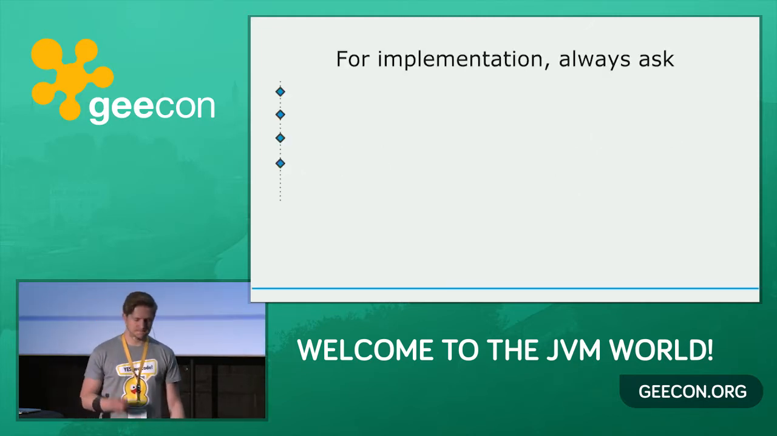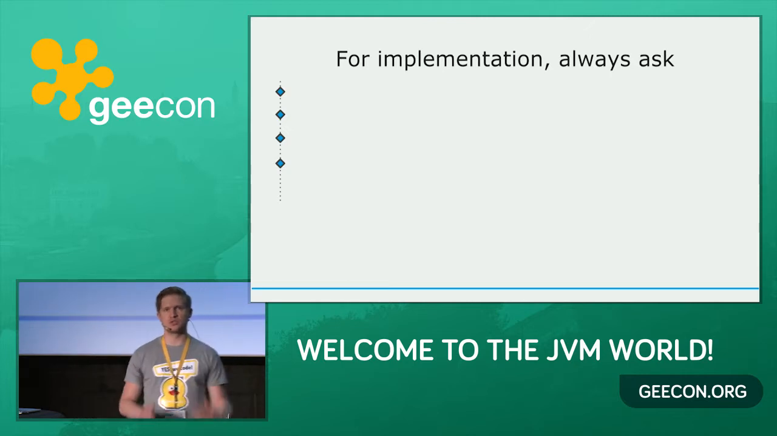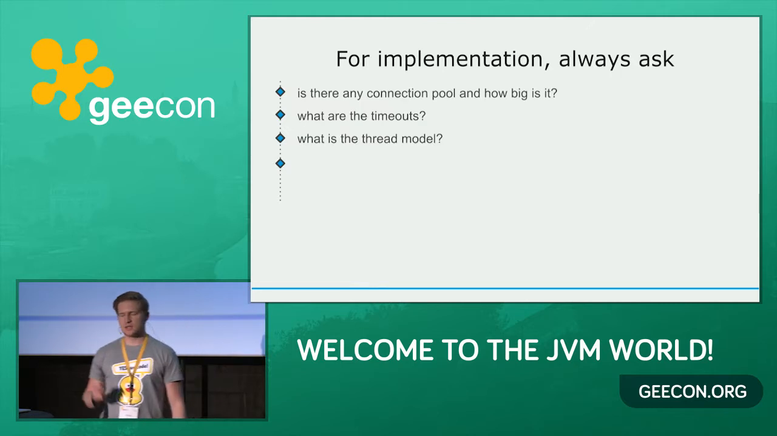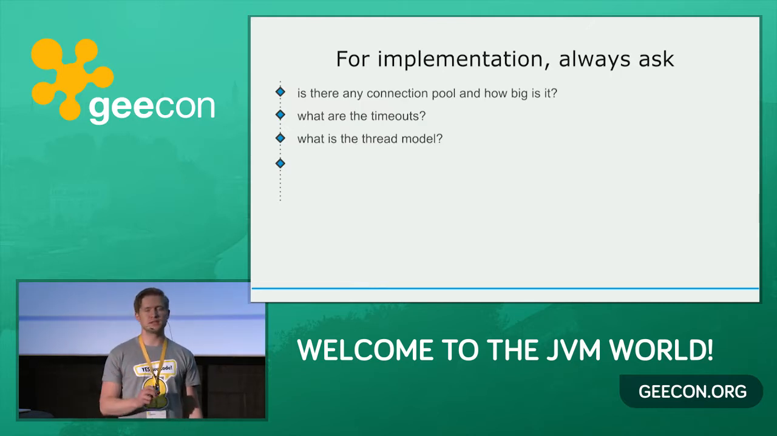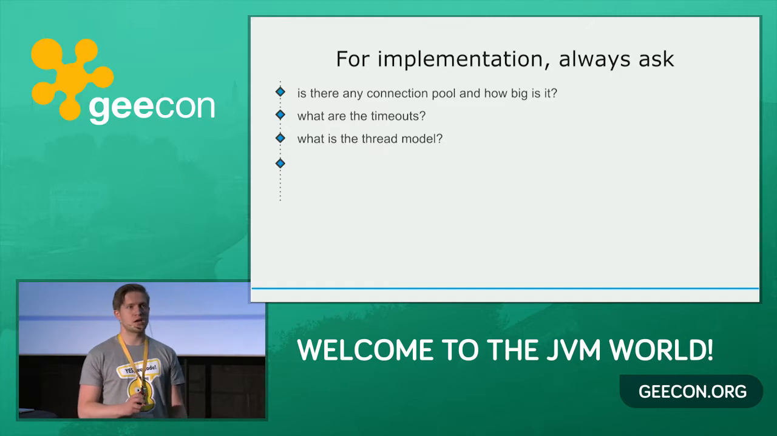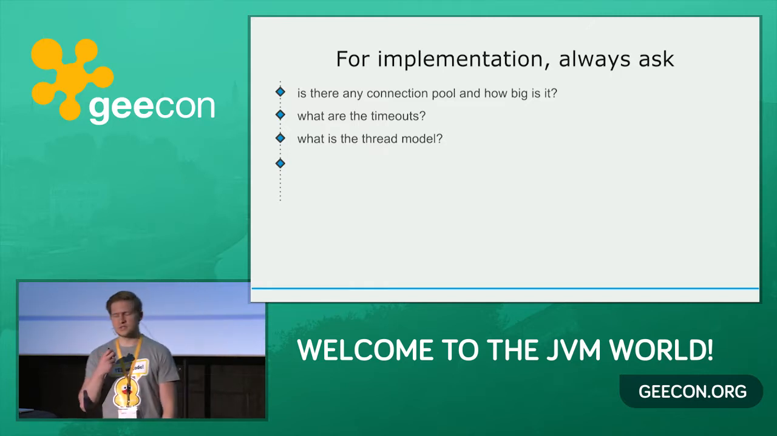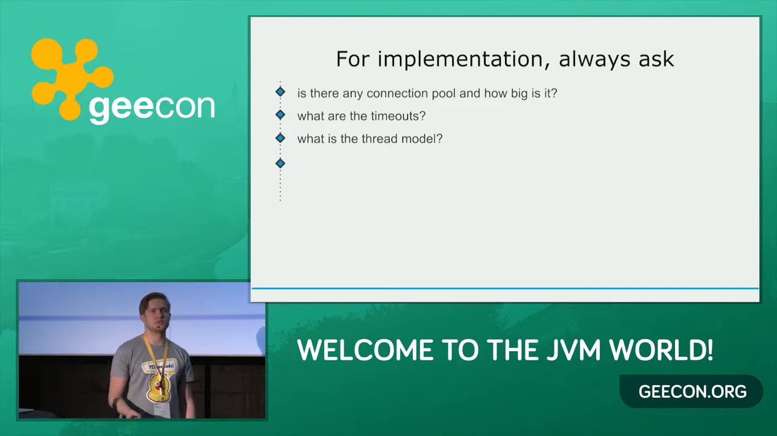So there are the questions which you always need to ask when you want to choose an implementation. The 3 questions I mentioned at the beginning. So, is there any connection pool, and how big is it? What are the timeouts? How can I set them? And what is the thread model, and does it suit my purpose?